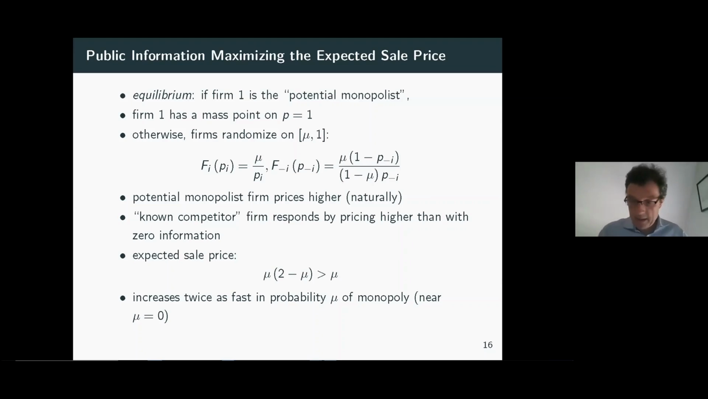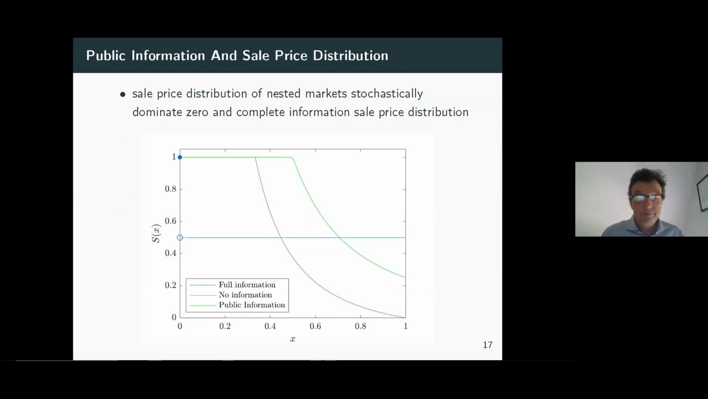The final example, to which I come now, but I'm giving you first the distribution of prices under this public information structure. Now you can see that the price distribution indeed stochastically dominates, at least, the no information price.